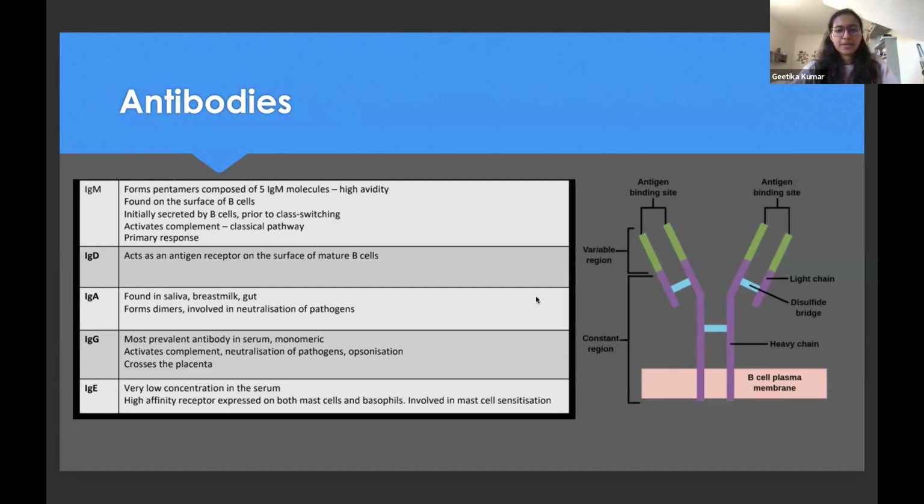And the differences in heavy chain are produced by a process called class switching. It's kind of like how VDJ recombination happens for the variable region; class switching happens for the Fc region. Depending on the cytokines that are present, different regions will be excised and you get the different classes.